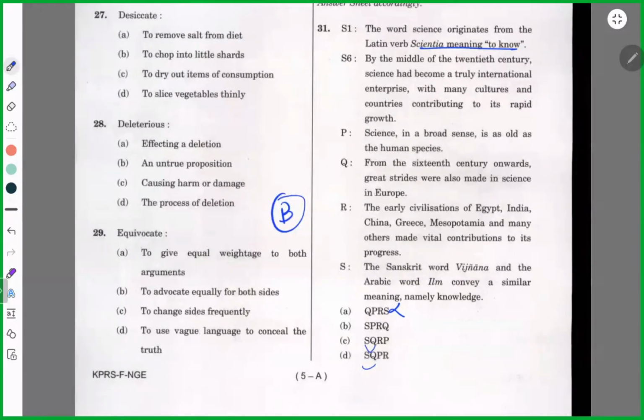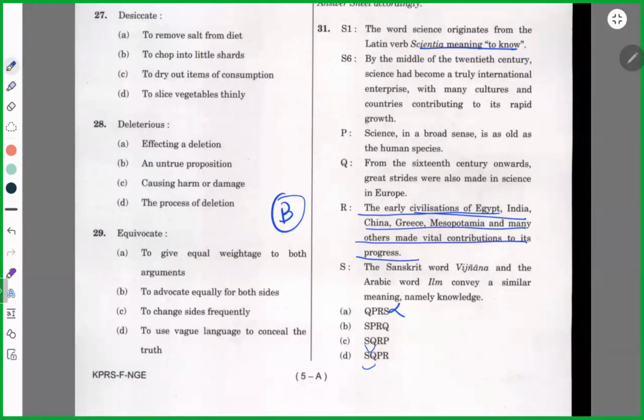Let's verify it, because if it is wrong, both are eliminated. If it is right, then again we are proceeding in the right direction. So SQ: the Sanskrit word Vigyan and the Arabic word ilm convey a similar meaning, namely knowledge. Okay, SQ. From the 16th century onwards, great strides were also made in science in Europe. Okay, let's see. Move forward. The early civilizations of Egypt, India, China and Mesopotamia made vital contributions to it.